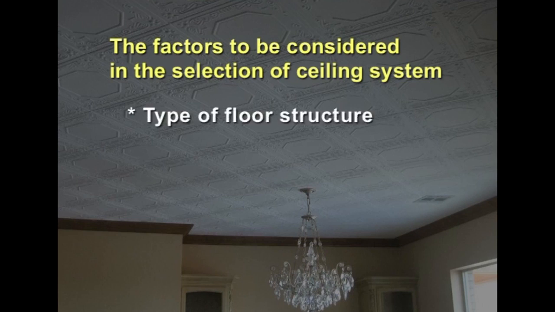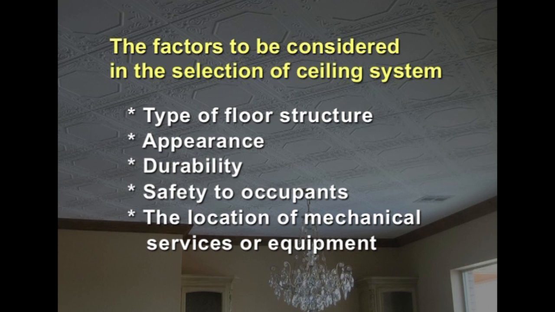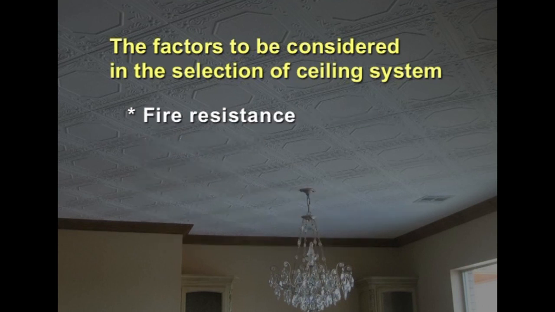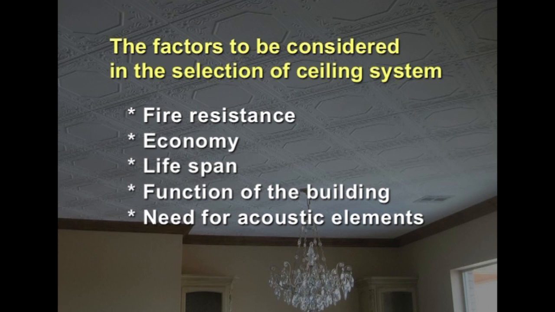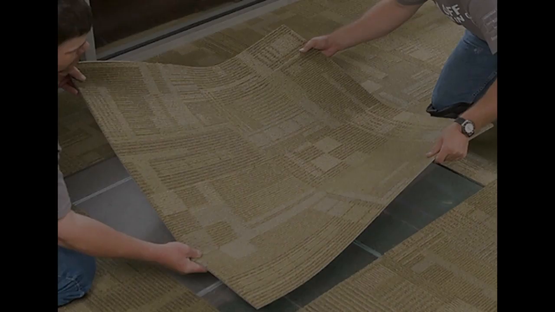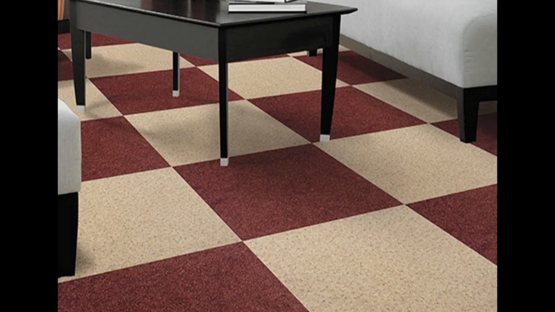The first one is type of floor structure, appearance, durability, safety to occupants, the location of mechanical services or equipment, fire resistance, economy, lifespan, function of the building, need for acoustic elements. Now, let us study the floor covering selection and care. Floor coverings include carpet and rug.